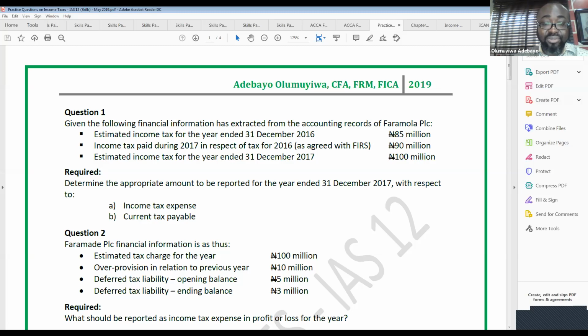Now, what I will do is to attempt solving the question as thus.